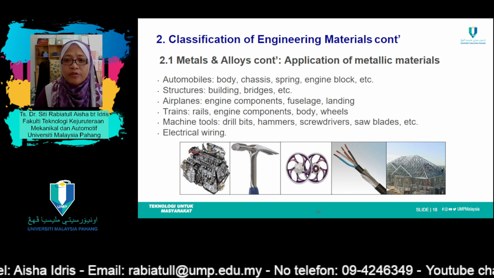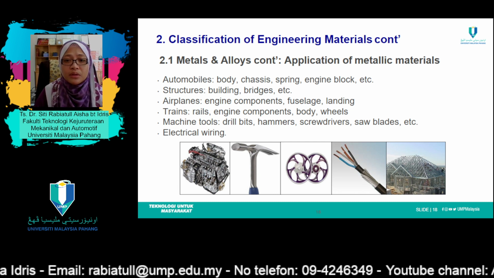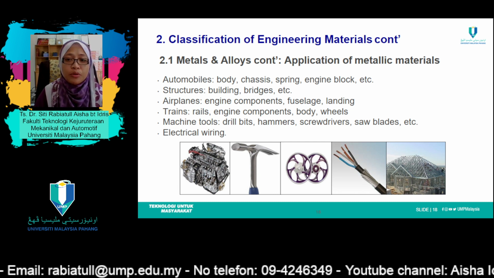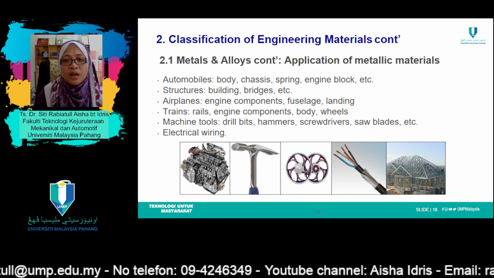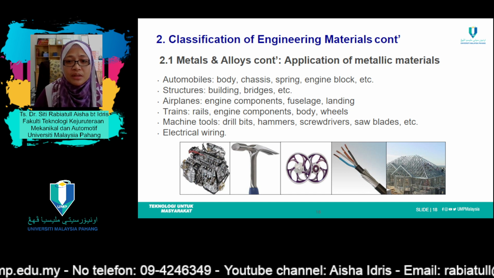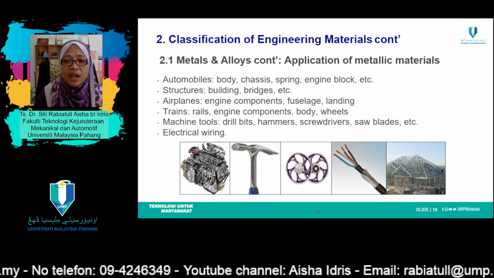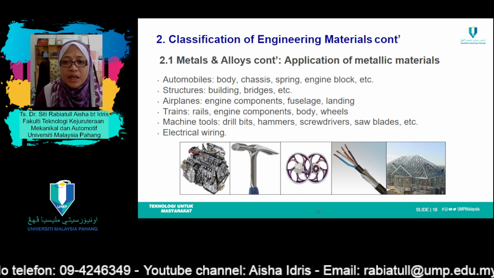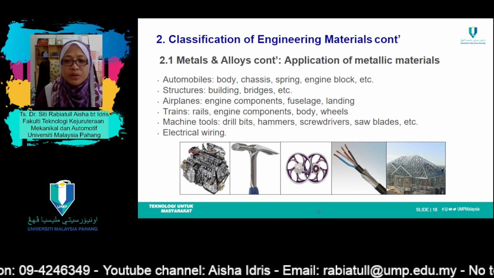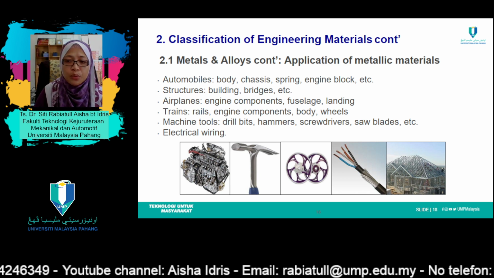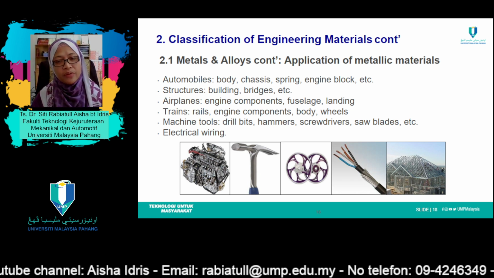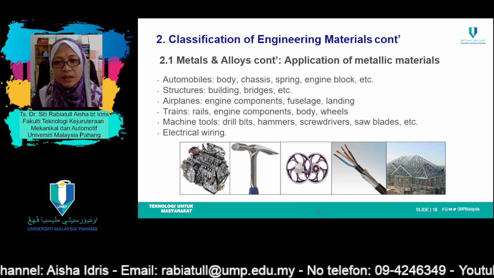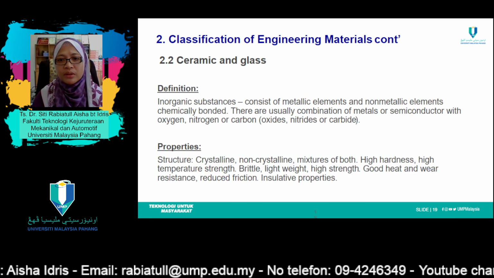Examples of metals and alloys are found in automobiles, like the body, chassis, spring, engine block, and so on. Structures, you may find them in buildings, bridges, airplanes. You may find them in engine components, fuselage, landing gear, trains, machines and machine tools, electrical wiring, and so on and so forth. So there are many applications which can be found for metals and alloys.